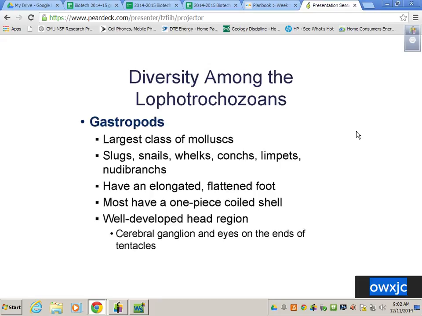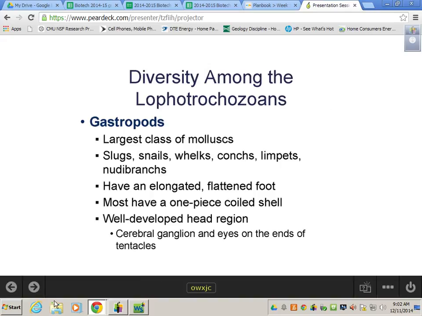Anyway, gastropods. These are the largest class of mollusks. They're slugs, snails, whelks, conchs, limpets, and nudibranchs. They have elongated, flattened feet, and most have a one-piece coiled shell. I was talking about all of them, but yes, singularly, each one has a foot. Most have a one-piece coiled shell, a well-developed head region, and the cerebral ganglion and eyes on the ends of tentacles. And so now we see the snail that you've drawn in your head ever since you were a little child.